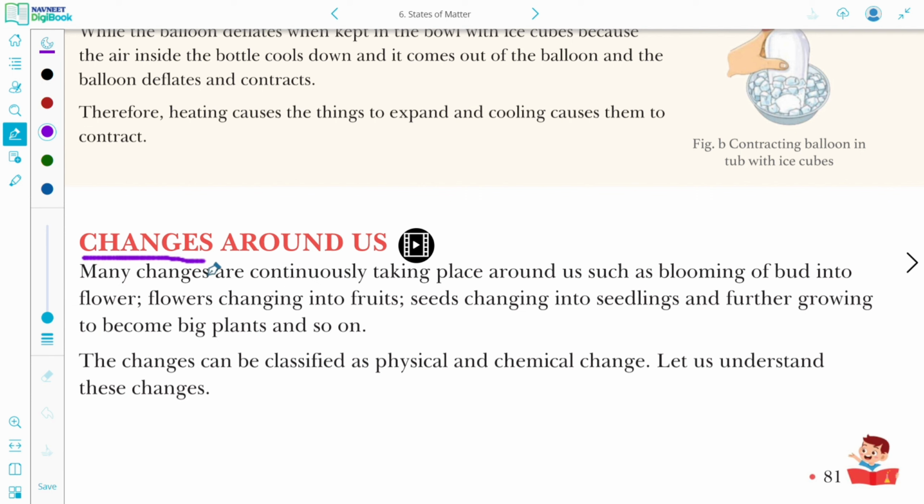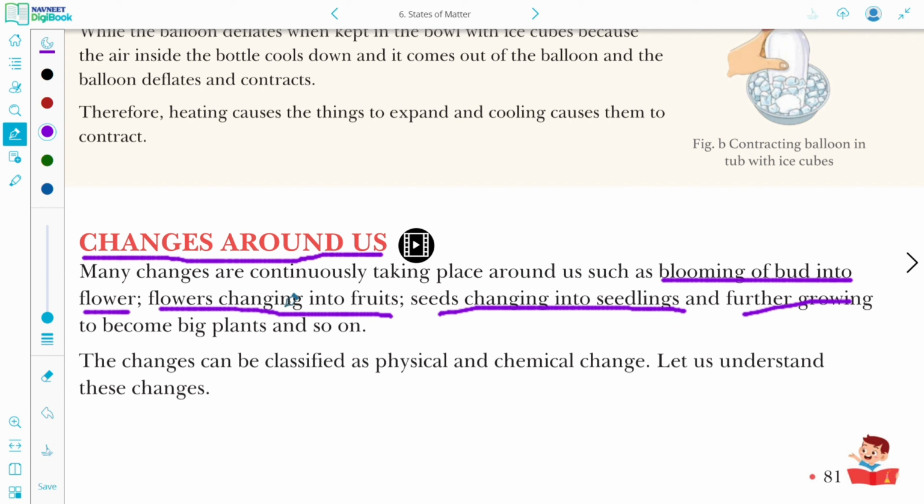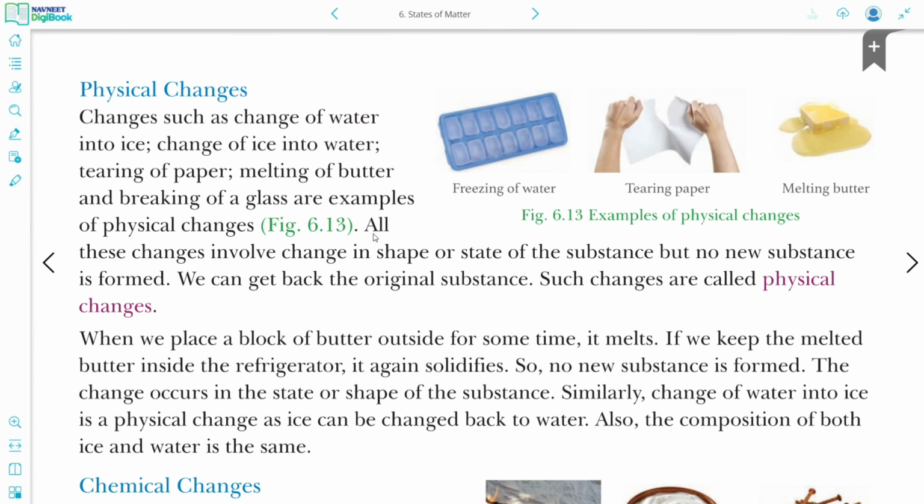Okay, next topic is changes around us. In our day-to-day life also, we observe many changes. One of the basic changes that everyone has observed is the blooming of a bud into a flower. Flower changes into fruit. Seed changes into seedling and further grows to become a big plant, and so on. Okay? According to this, changes are classified into physical and chemical change. Now let us understand about these changes.